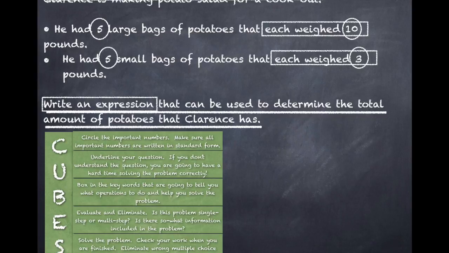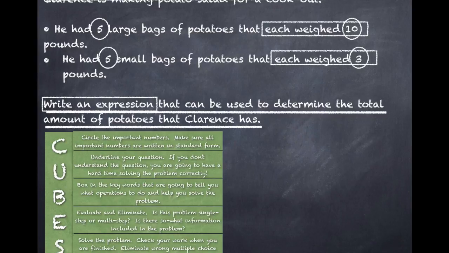When we underline our question, we know that it's wanting us to write an expression that can be used to determine the total amount of potatoes that Clarence has. B, box in the key words. Okay, well, we know that each of the large bags weighs 10 pounds each. Each of the 5 small bags weighs 3 pounds each. When we're looking at our question, write an expression. That's the most important thing. We're not trying to solve this problem. We are simply writing an expression.